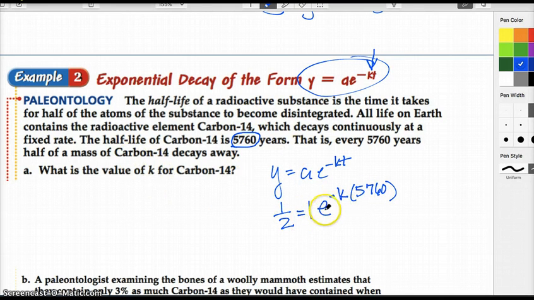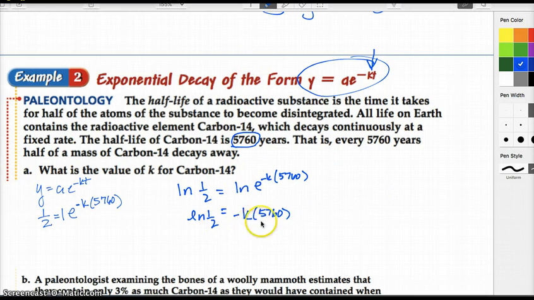As you can see, every substance with a different half-life will have a different K value. We'll do this by taking the log of both sides. Natural log of both sides will work very well here. Taking the natural log of both sides leads me pretty much immediately to the realization that negative k times 5,760 is equal to the natural log of 1/2.